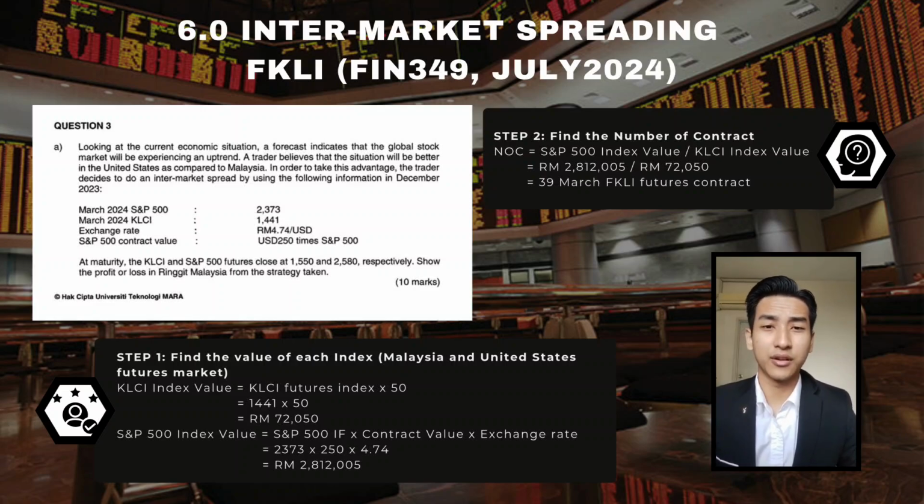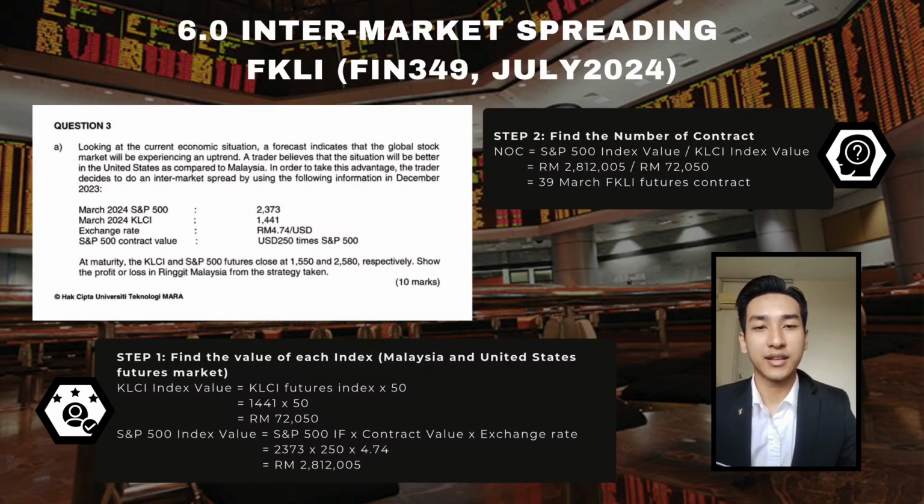Up next, we have to calculate the United States S&P 500 index value. That is, the price is 2,373 ringgit times 250. This is the multiplier for the S&P that we took, and then we have to multiply by the exchange rate of ringgit Malaysia at 4 ringgit 74 cent for 1 USD. What we'll get, the index value would be RM 2,812,005 ringgit Malaysia. That is the index value.